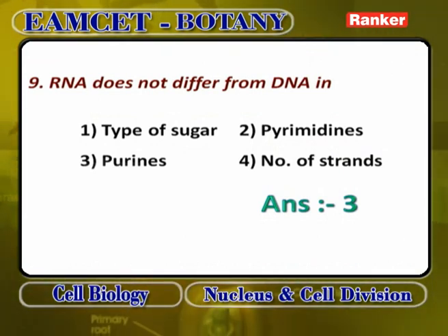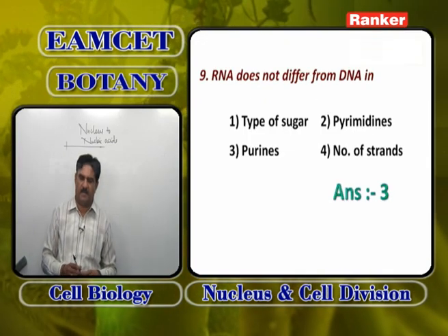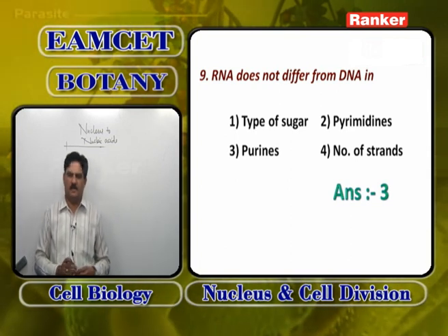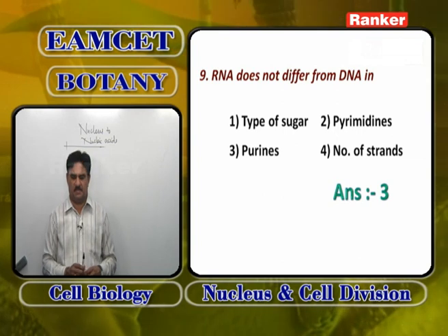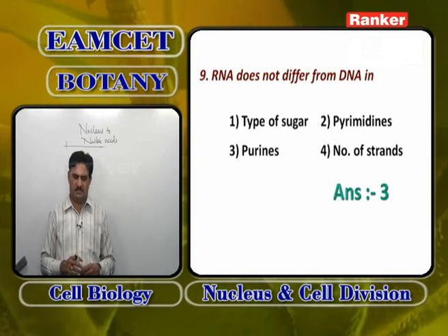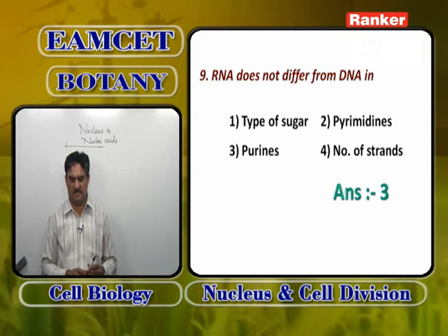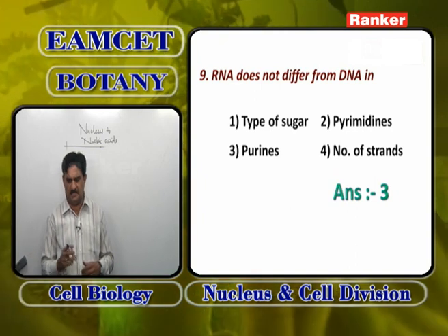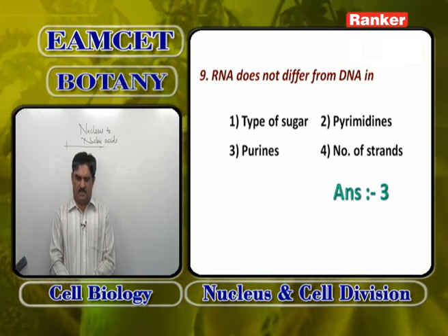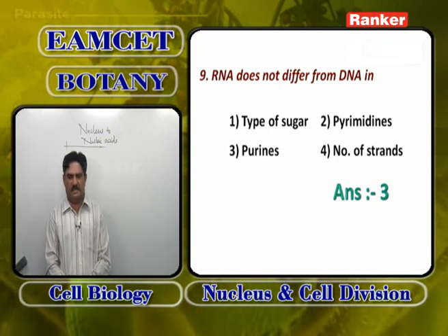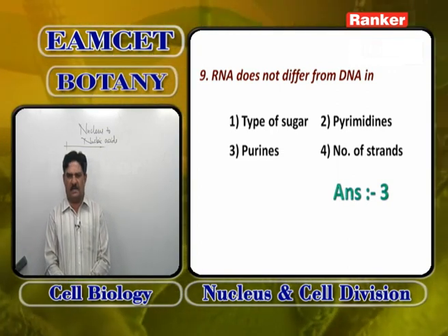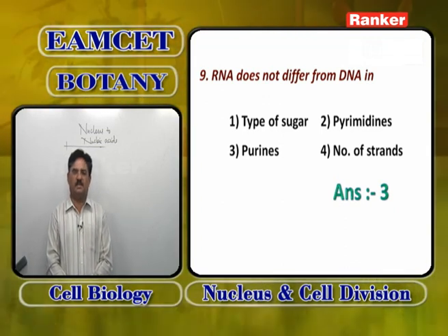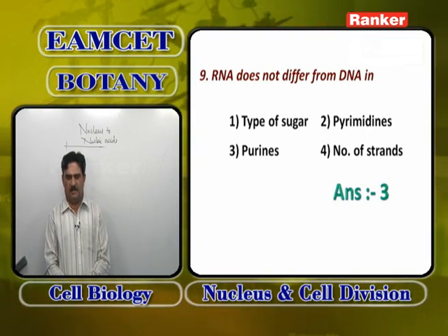uracil is present. So, RNA does not differ from DNA in type of sugar, definitely differ, because RNA has ribose sugar with C5H10O5, DNA has deoxyribose sugar with C5H10O4. Pyrimidines, RNA has cytosine and uracil, DNA has cytosine and thymine. Number of strands, DNA is double stranded, RNA is single stranded, so they differ there. The question is, RNA does not differ from DNA in purines, because in both DNA and RNA the purines are adenine and guanine.